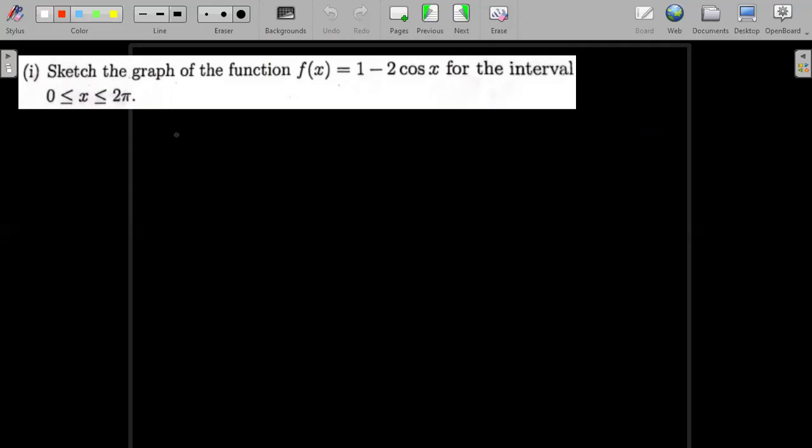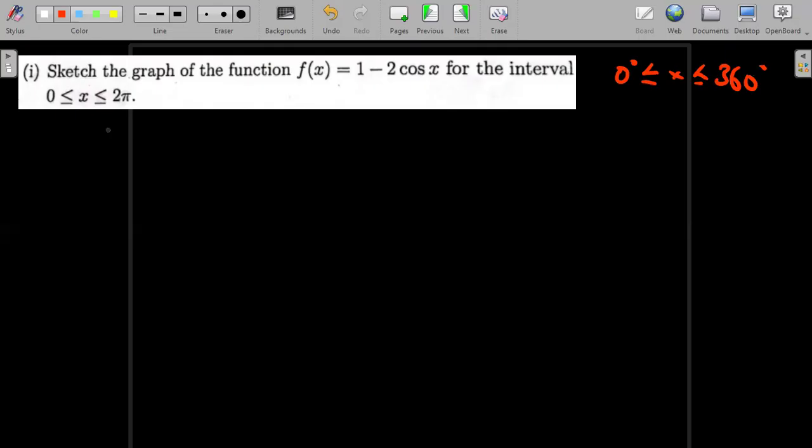It says, sketch the graph of the function f of x equal to 1 minus 2 cos x for the interval 0 up to 2 pi. This has been given in radians. In degrees, that is 0 less than or equal to x less than or equal to 360 degrees. So we must sketch that function.